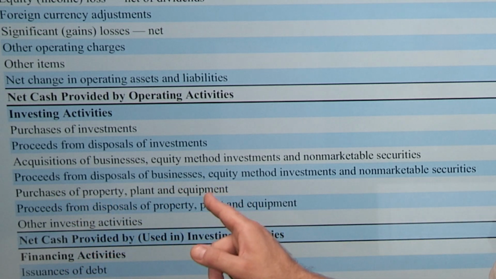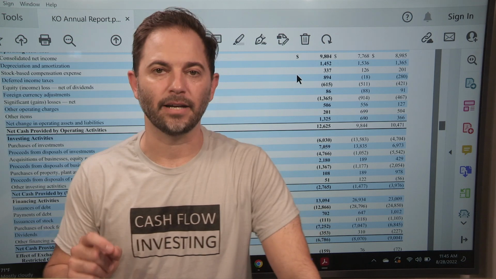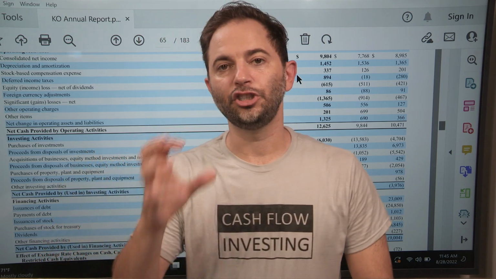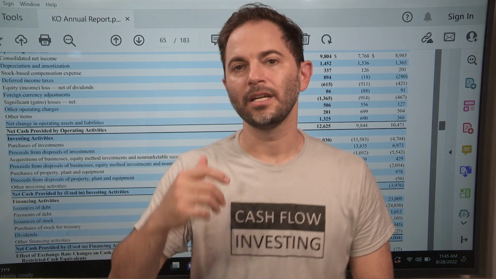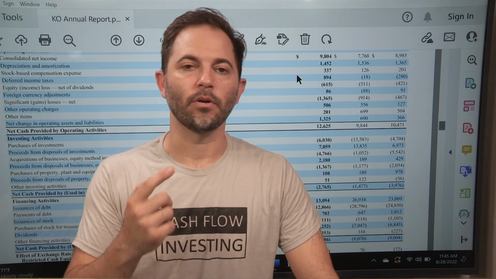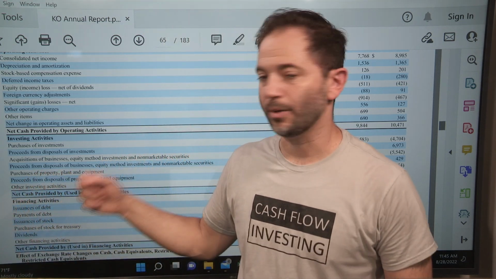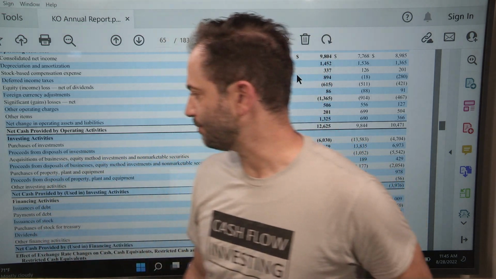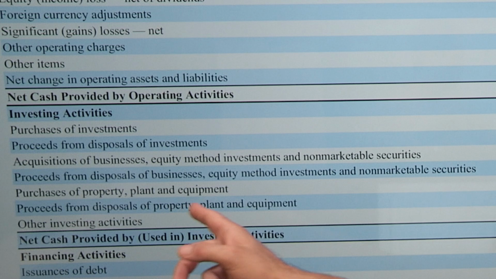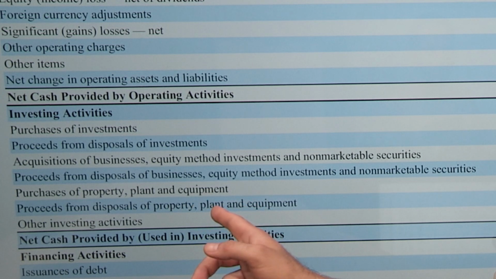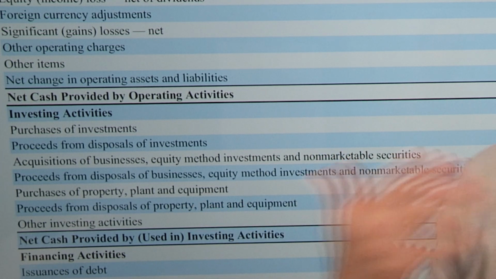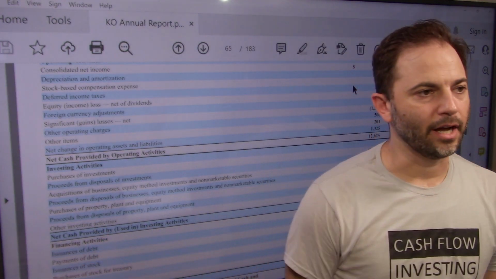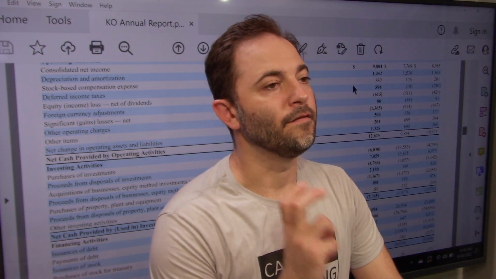Purchase of property, plant, and equipment. This is them buying the CAPEX, the capital expense, the machinery and equipment they use to run their business day to day. And it's the most important thing you want to pay attention to. This is how much money they're putting back in the business to make sure that the cash machine continues to run. Proceeds from the disposal of property, plant, and equipment. They're just showing, hey, I sold this equipment because it was old and I wanted to replace it. And then other is generally other. That's the total investing section.